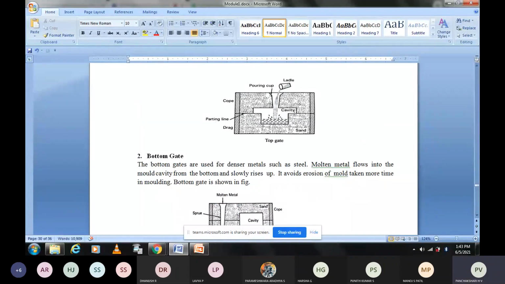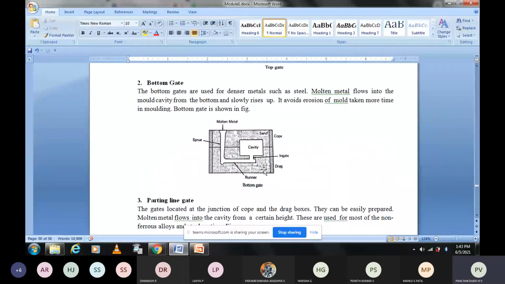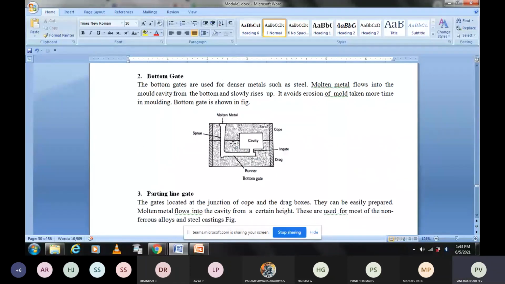It is not always advisable. Then bottom gate. See, we pour the liquid metal here. This is actually the mold cavity. Then liquid metal comes here through the sprue down, runner, then gate. This is the in-gate. This is the bottom gate. From bottom, the liquid metal enters into it and rises up.